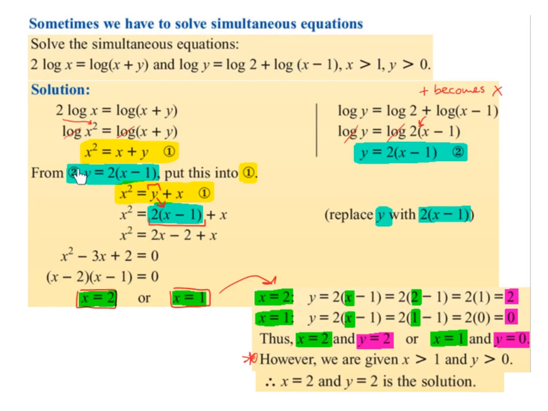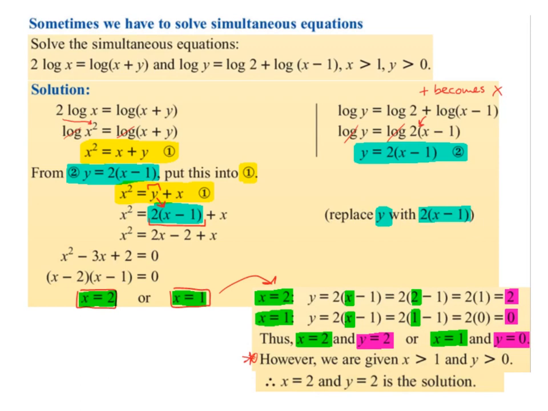We take our second equation, y equals 2 times x minus 1, and we put it into the first equation, which was x squared equals x plus y. So we always substitute the linear or the simpler equation into the quadratic. So we have x squared equals y plus x. We're going to swap that y for 2 times x minus 1, because that's what we stated it to be equal to. So replace y with 2 times x minus 1.